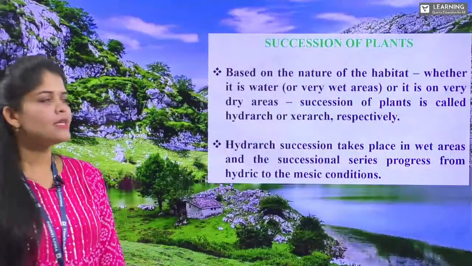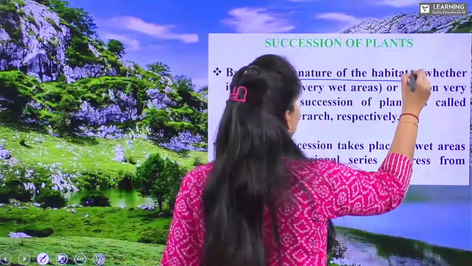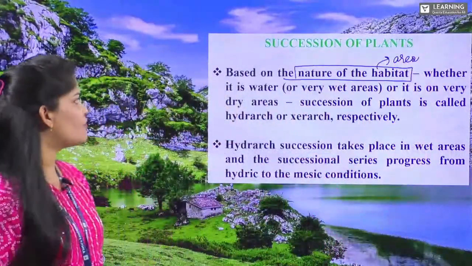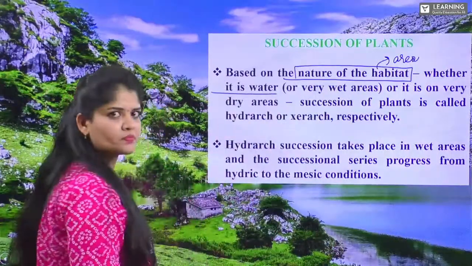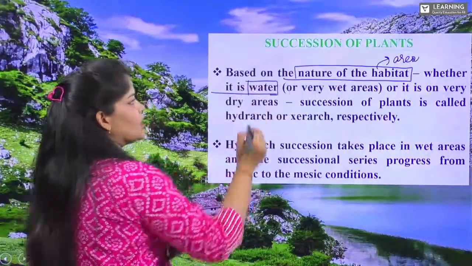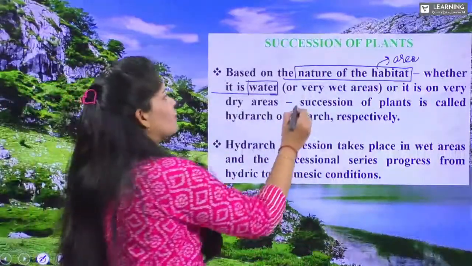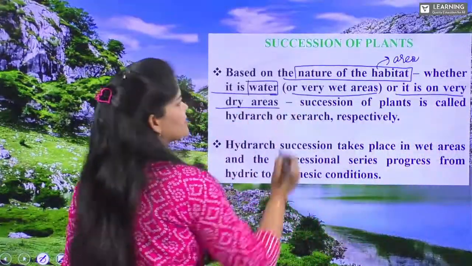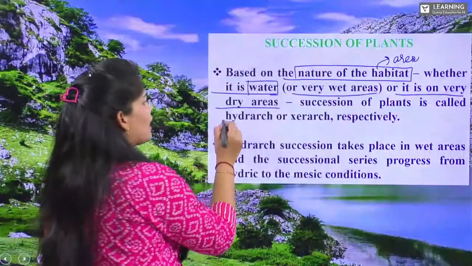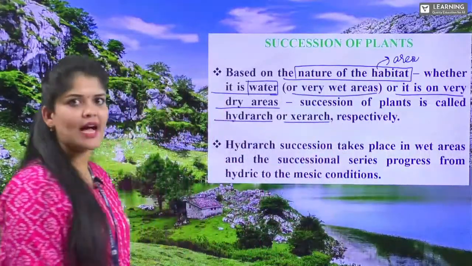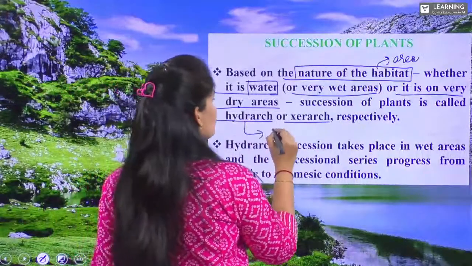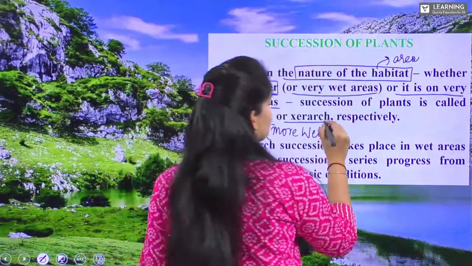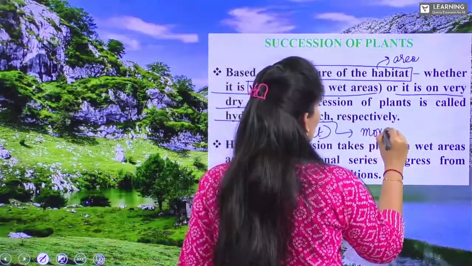Now, based on the nature of the habitat, the area which supports succession, whether it has plenty of water availability, very wet areas, or very dry areas, the succession of plants is called hydrarch or xerarch. Hydrarch is more wet. Xerarch is more dry.